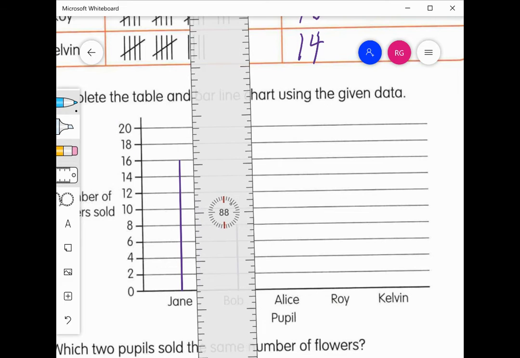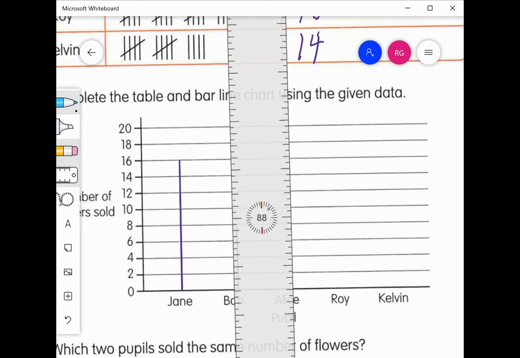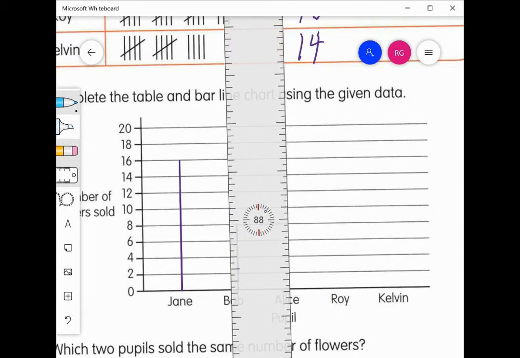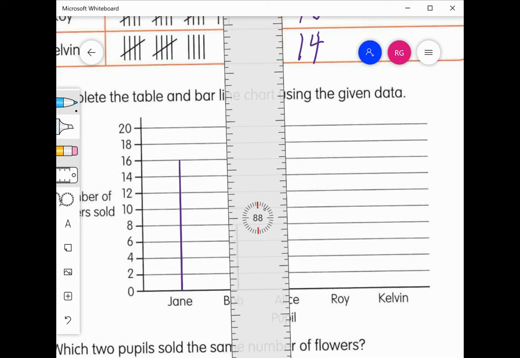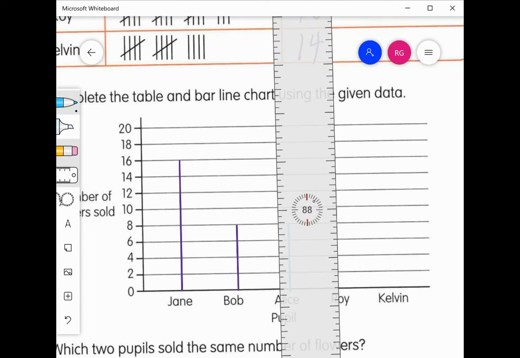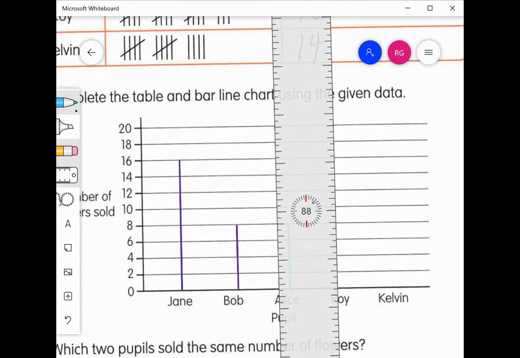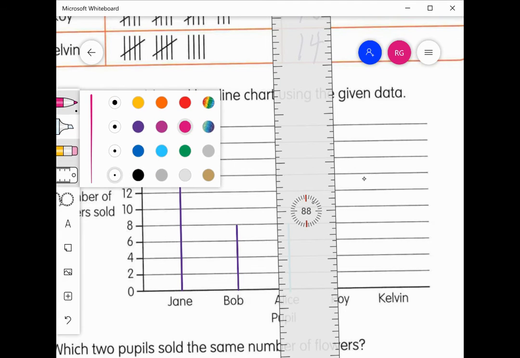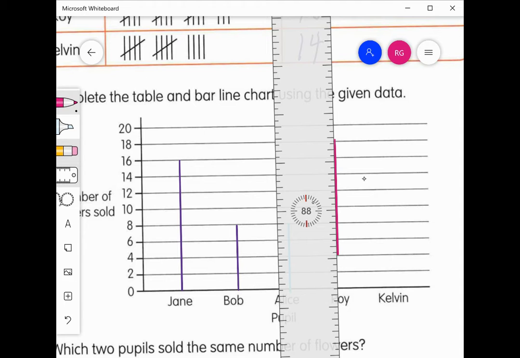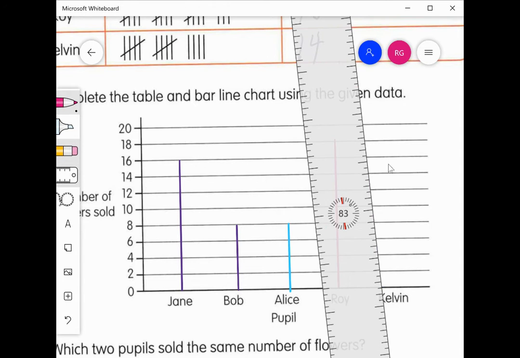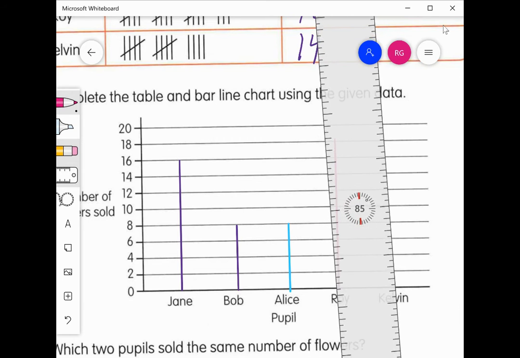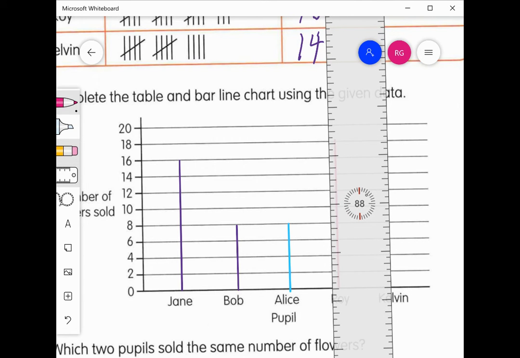All right, so Alice, she's going to be light blue. And Alice is 8 as well. So there is Alice. We've got her at 8. And next is Roy. And Roy should be 18 all the way near the top. So let's make Roy pink. I think that's 18, just a little bit above 18, but that's okay. Close enough.